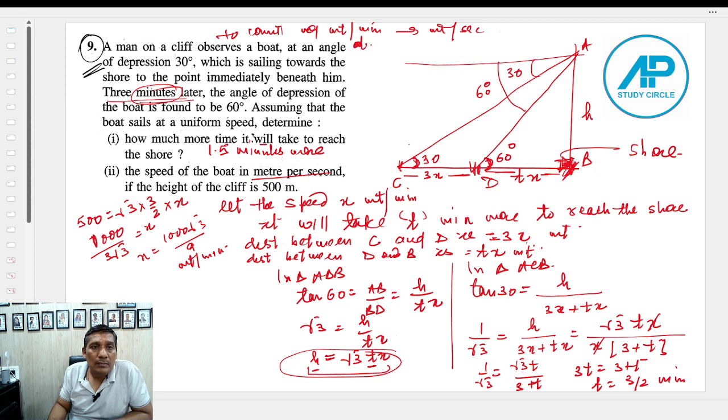I should divide by or multiply by. Think on this. I need to change the speed from meter per minute into meter per second. What you should do? You should divide by 60. So usko 60 se divide kariyega, that would give you the speed of boat in meter per second.